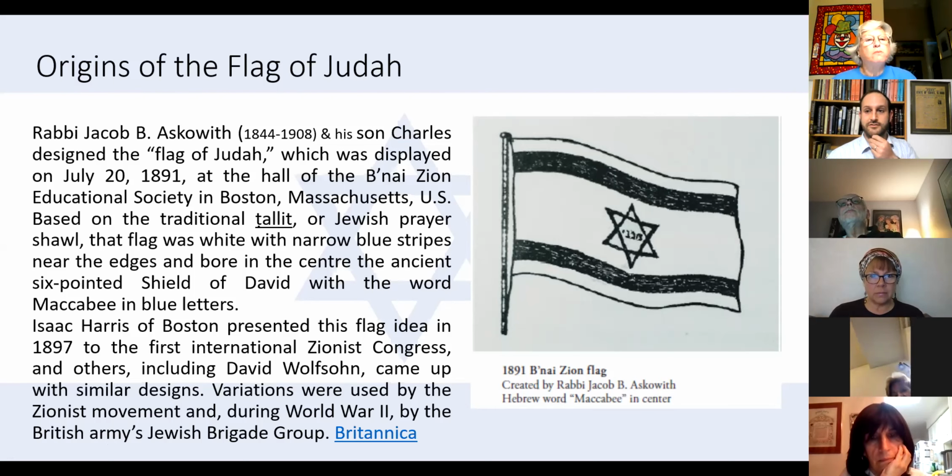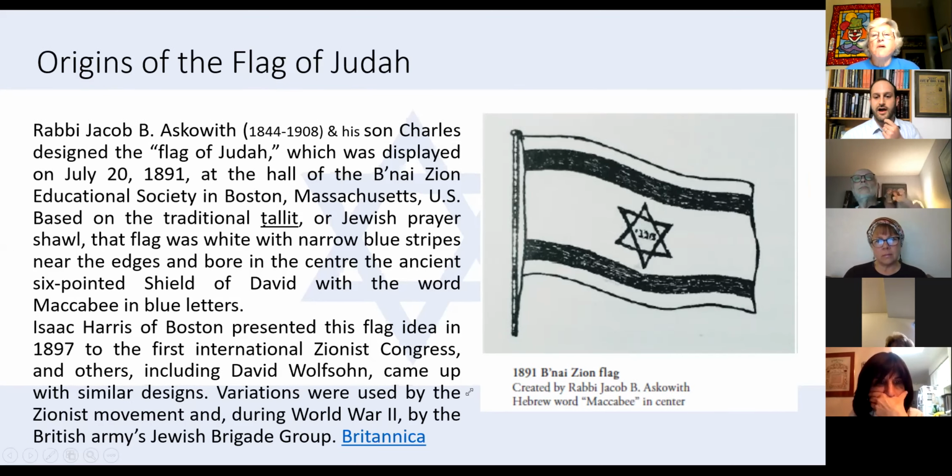So this is 6-7 years earlier. As far as the significance of the BAYT, it was displayed at the BAYT Zion Educational Society in Boston, Massachusetts. Personally, I'd never heard of it until I read the article, but apparently it was quite well known in design circles back then. And in fact, the composer of Hatikva, Naftali Herz Imber, apparently would frequent the hall around then.